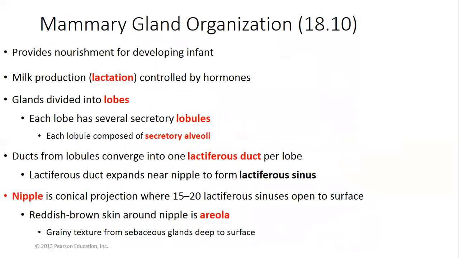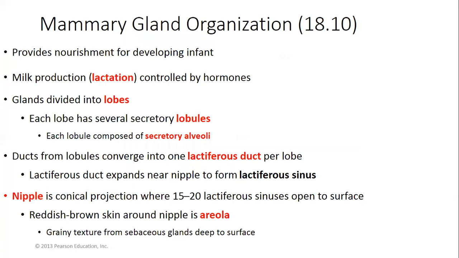The mammary gland is one of the major accessory glands, and it's really important in the growth and development of baby, right? So it is responsible for milk production, or lactation, that's controlled by hormones. A hormone called prolactin is really important in the production of milk from the glands and the breast tissue.